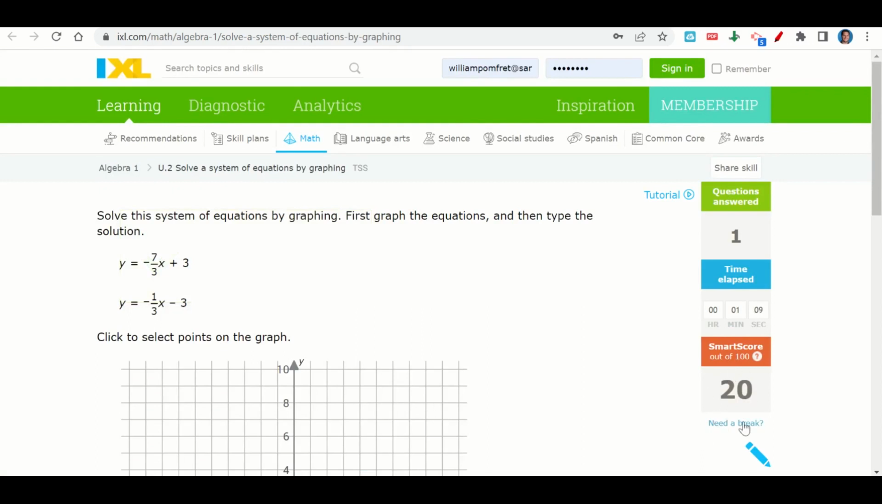Notice my SMART score went up. I will continue to answer questions just like this. You complete the activity by getting a SMART score of 80. If you miss a question, that's okay. Your SMART score will go down a little bit. You just keep working until you get your SMART score back up.